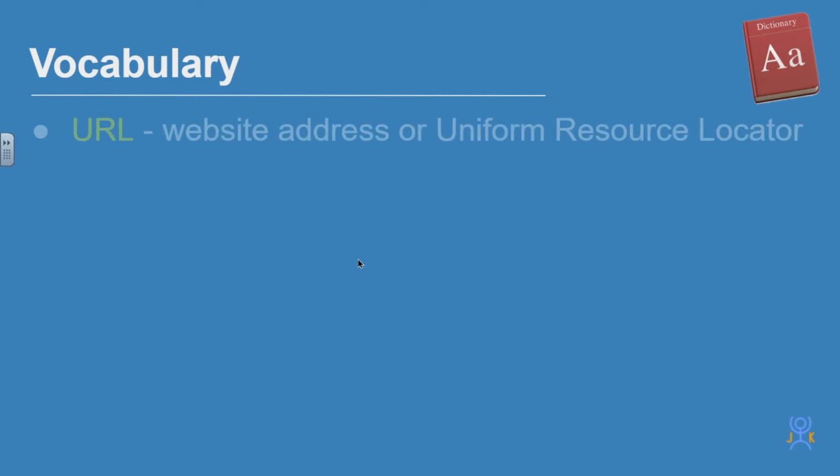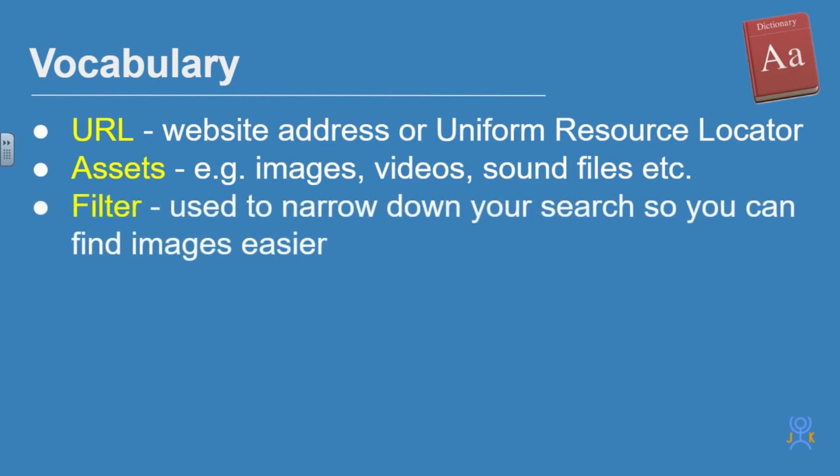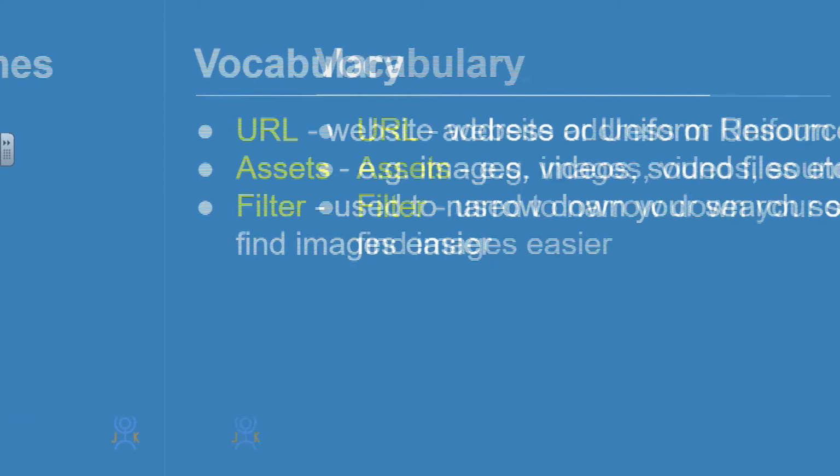Right, some vocabulary for this lesson. You're going to need URL, which is basically a website address. It stands for Uniform Resource Locator, but it's a website address. Assets, in our case it's images, but you can also refer to videos and sound files, etc. Filters are used to narrow down your search so you can find the images easier and quicker later.